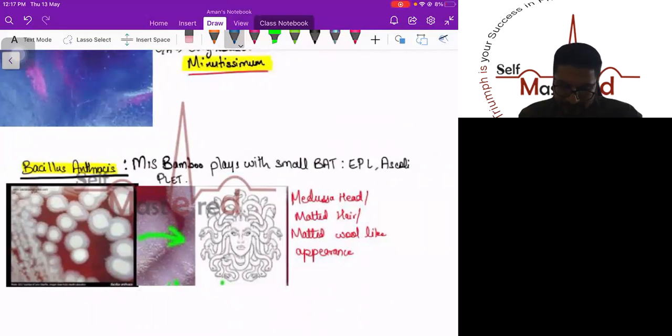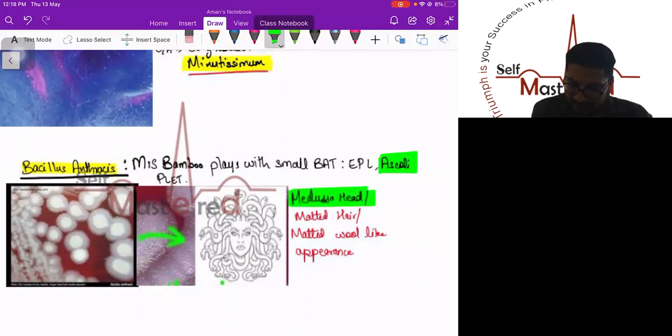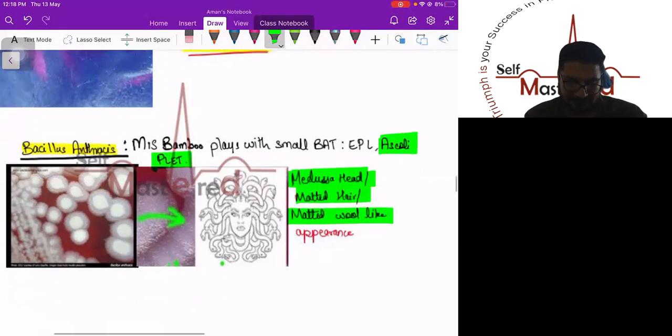Then you can see Bacillus anthracis. So understand this, Bacillus anthracis, many questions they ask in the exam. The first you will see here is the Ascoli phenomenon. You will see a Medusa head colony or mottled hair appearance or mottled wool-like appearance, and we use plate media here. This is about Bacillus anthracis.